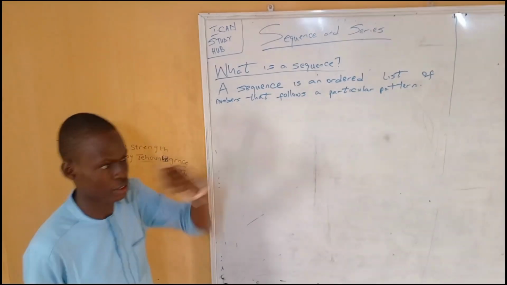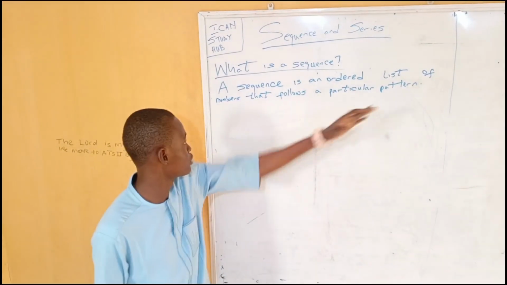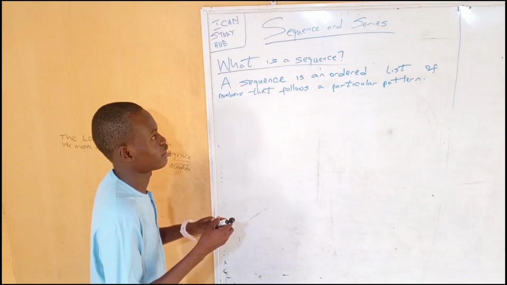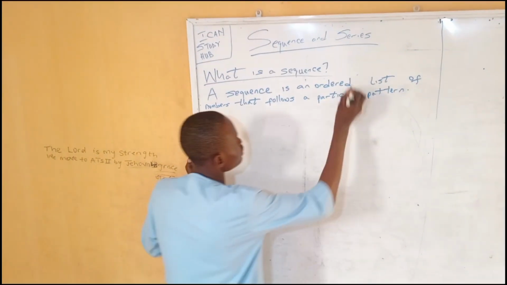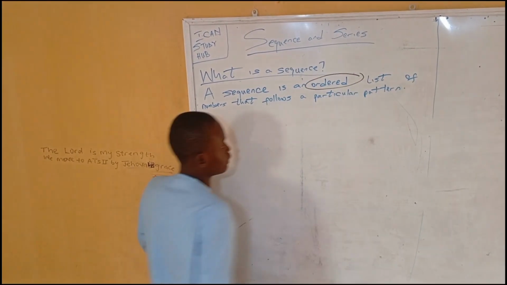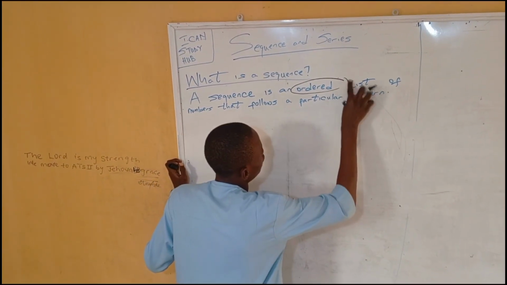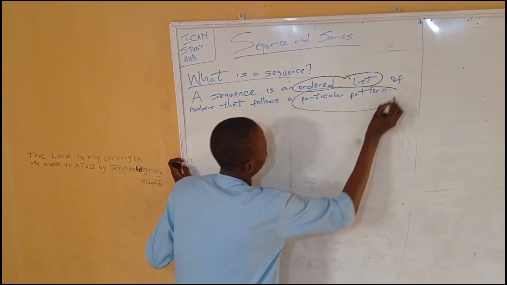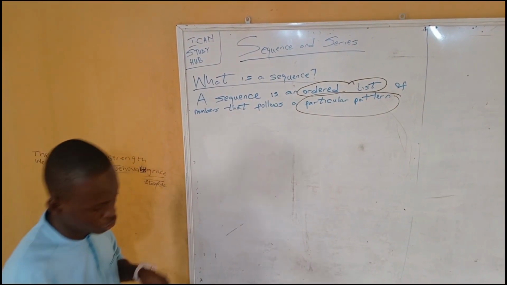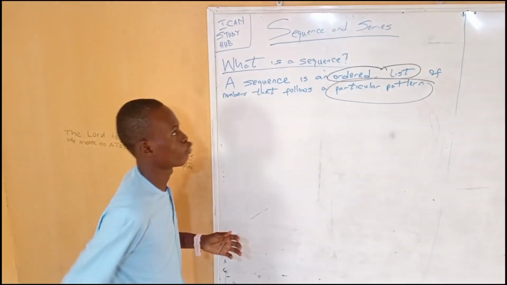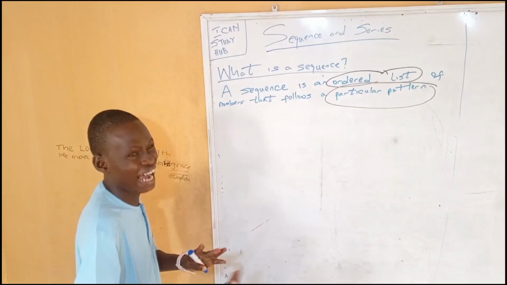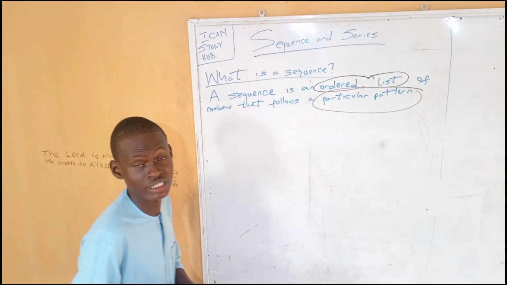So what is a sequence? A sequence is an ordered list of numbers that follows a particular pattern. In this definition, we have two keywords that you have to take notice of: ordered list, and it follows a particular pattern. So when we are talking about an ordered list, what do we mean? An ordered list is a list that has a consistent pattern which it follows.